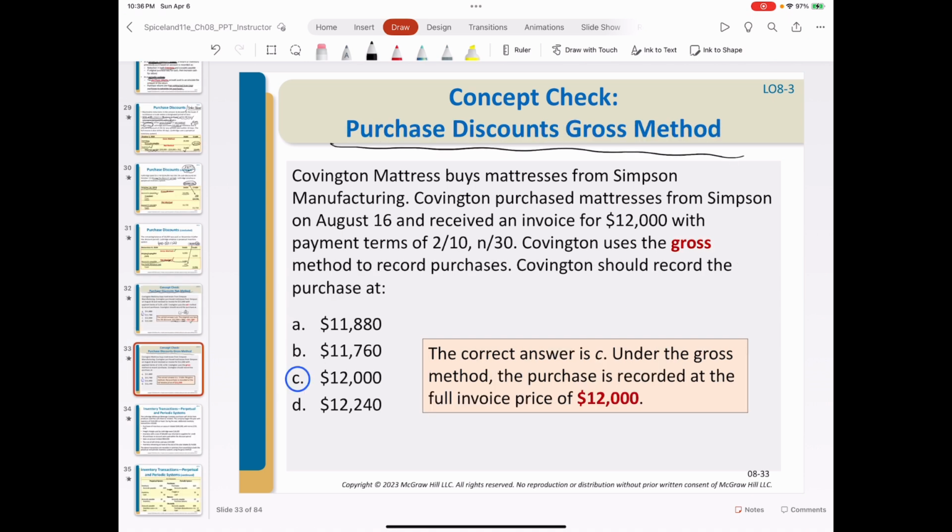Purchase discount, gross method. So the gross method assumes there's no discount. So we just report the gross amount of $12,000. So the answer is $12,000.